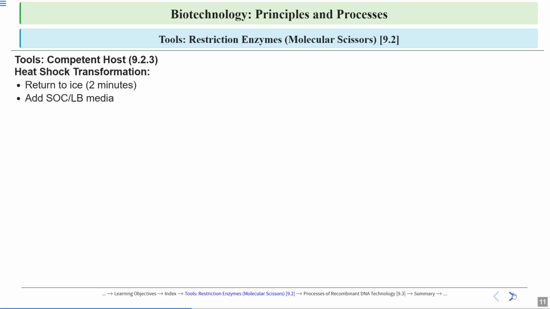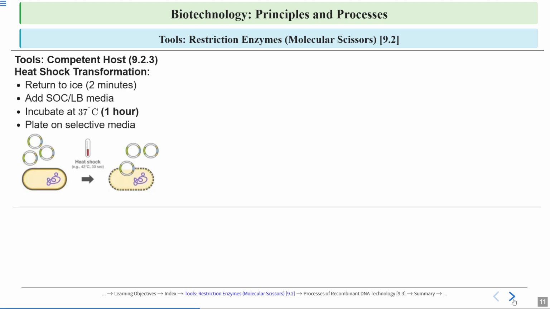After this heat shock treatment, we return it to ice for 2 minutes. Then we do our normal things, because it didn't become a transformed cell right away, as not every cell can become transformed, and we have to culture it. So they add media, then they incubate at 37 degrees Celsius for about 1 hour. Then they plate it on selective media to see which cells became transformed and which cells didn't transform. So that is again the same pictorial representation.